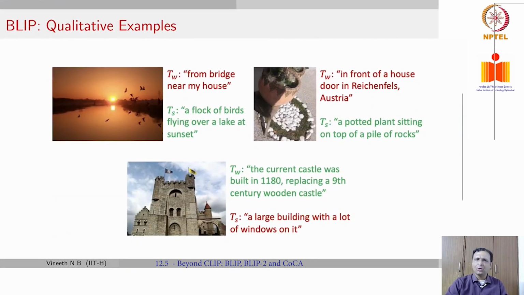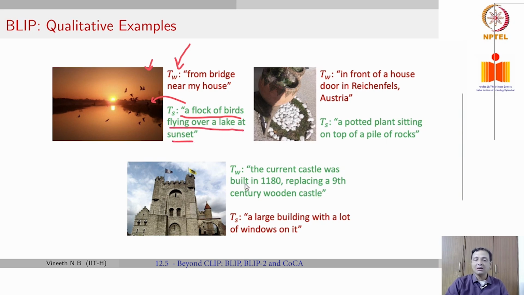Just to show a few qualitative examples, we are not going to go over all their results in the paper. I'd highly encourage you to look at the paper, which was one of the footnotes in earlier slides. Please do look at it for more results, but let's just see a few qualitative examples here. So the original web scrape text for this particular image was "from bridge near my house," which is a perfectly fair comment for an image posted on the web. But the true caption for this image is the synthetic one that they obtain using their method, which is a flock of birds flying over a lake at sunset.